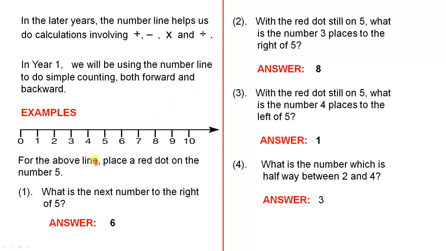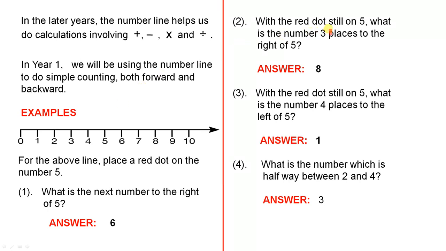For the above number line, place a red dot on the number 5. So if you had the red dot here, I'll just leave it there. What is the next number to the right of 5? So have a look at 5 there. Go one place to the right because it's only one number. It says the next number. And we can see that it's 6. No troubles at all.